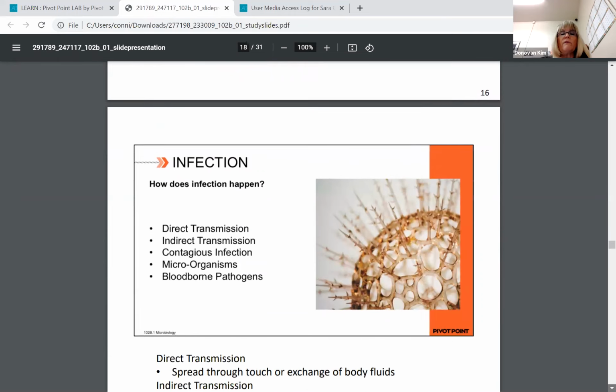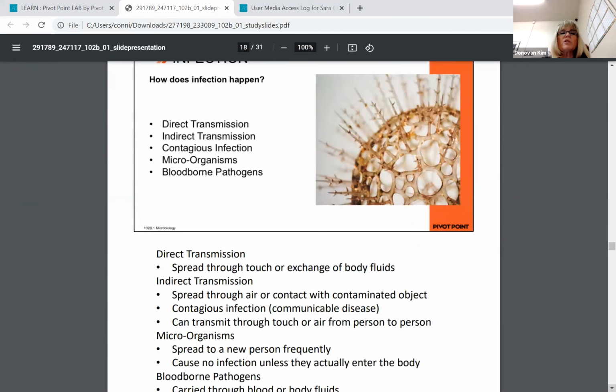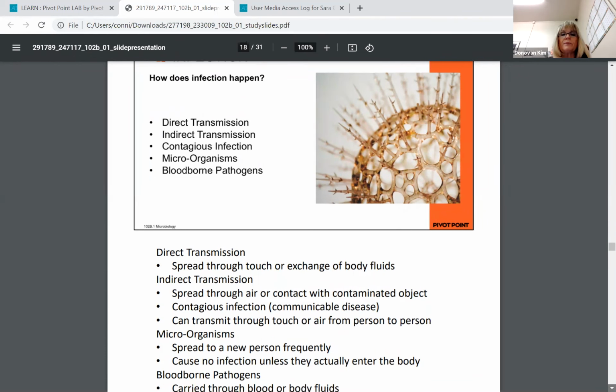So how do you get infections? Well, through direct transmission, indirect transmission, contagious infection, microorganisms, or bloodborne pathogens, right? So direct transmission is spread through touch or exchange of bodily fluids. And any kind of bodily fluid, depending on what it is. It could be saliva, it could be blood, it could be other bodily fluids.